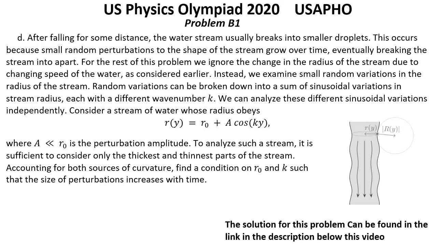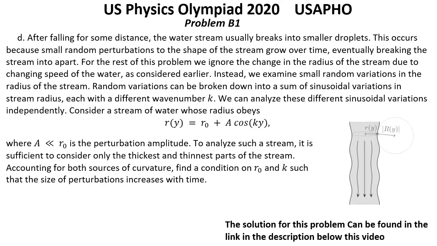Instead, we examine small random variations in the radius of the stream. Random variations can be broken down into a sum of sinusoidal variations in stream radius, each with a different wave number k. We can analyze these different sinusoidal variations independently. Consider a stream of water whose radius obeys r(y) = r0 + A cos(ky), where A is much less than r0, the perturbation amplitude.